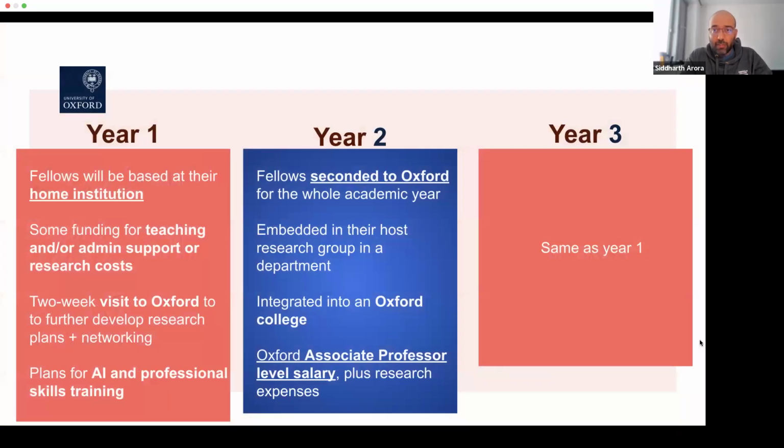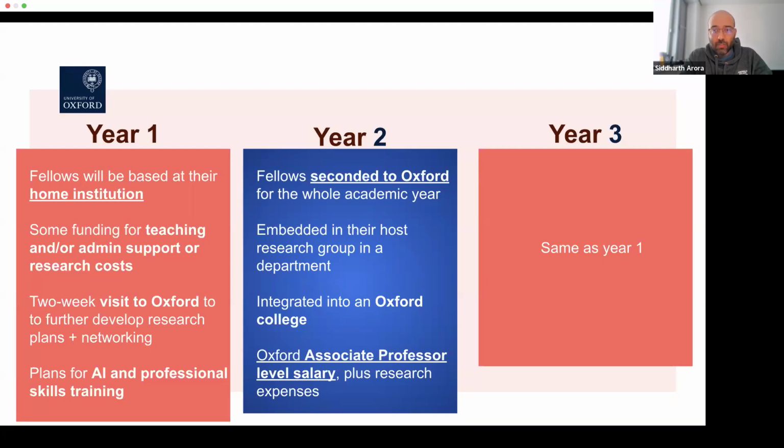So if you get the fellowship, in the first year, you will continue to be based at your home institution in India or Africa. The fellowship will not fund your salary in the first year, but it will provide you a pot of money to support your teaching, admin, and research cost. There will be a 2-week visit to Oxford funded by the fellowship, whereby you can develop your research plans and network with other fellows and faculty and have a chance to meet us and discuss any kind of training that you might need, be it in the field of AI or any other professional training that you want.